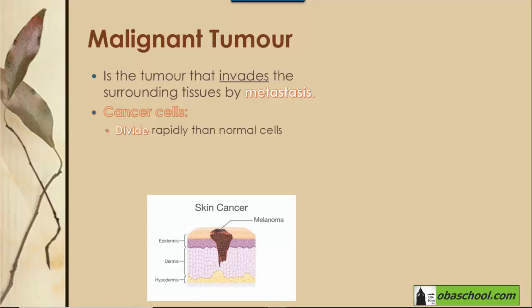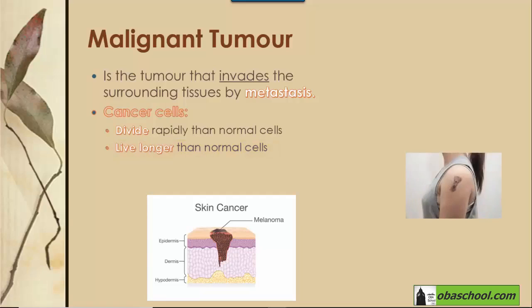Cancer cells divide faster than normal cells. They live longer than normal cells. And they can disrupt tissue to the point that can kill a person. That is why when we have a malignant tumor, it is considered dangerous and life-threatening.